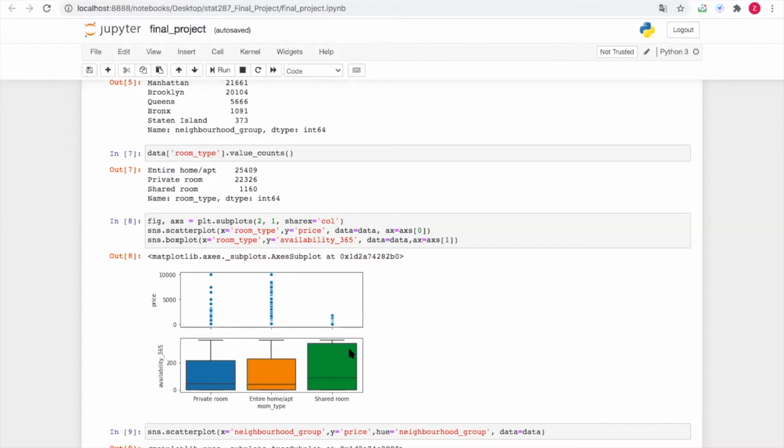However, when we make the box plot of room type and availability 365, these 2 variables, we can know that the hosts who are willing to share their room allow more dates for booking.